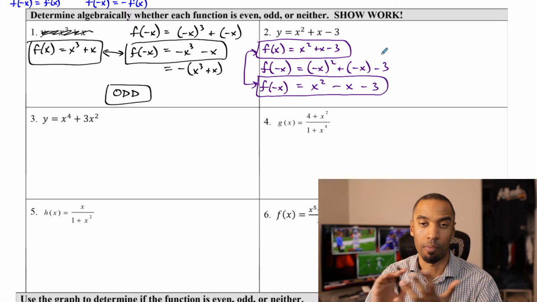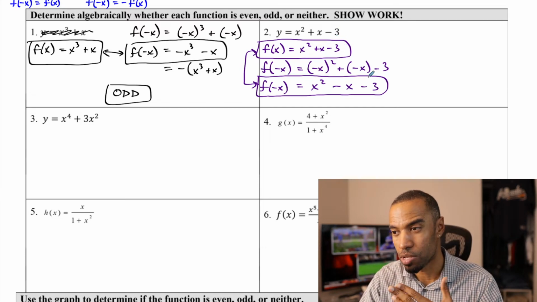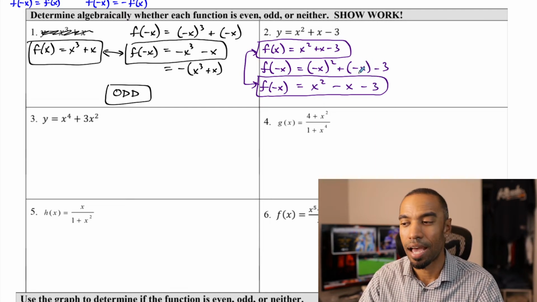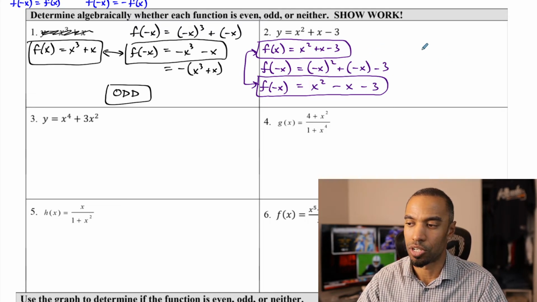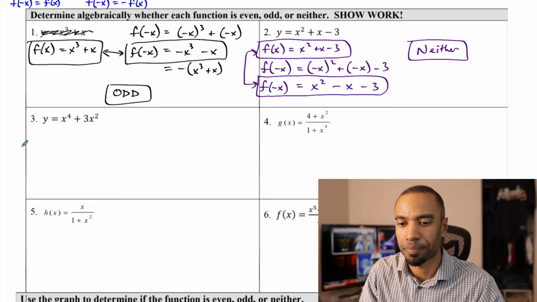You might know, if you're my student, that if we don't cross at the origin, if there's some sort of constant in play here, it's not going to be an odd function, at least with regard to polynomials. It's not going to be an odd function, but it's also not an even function. This is a neither case. This is a neither case right there.